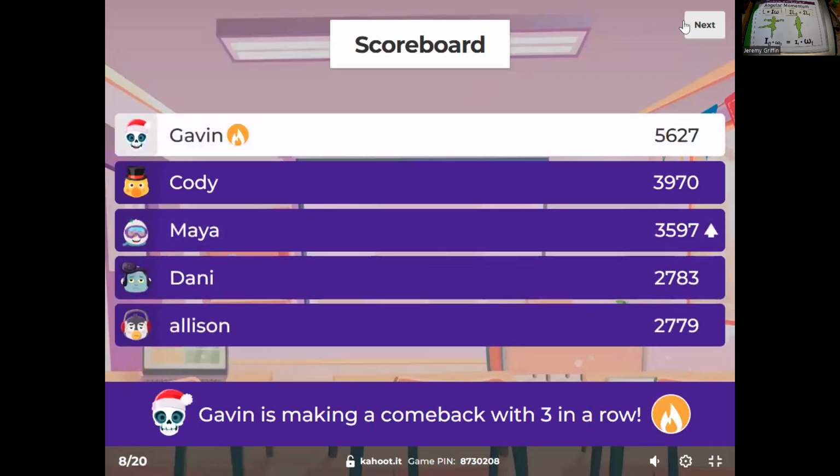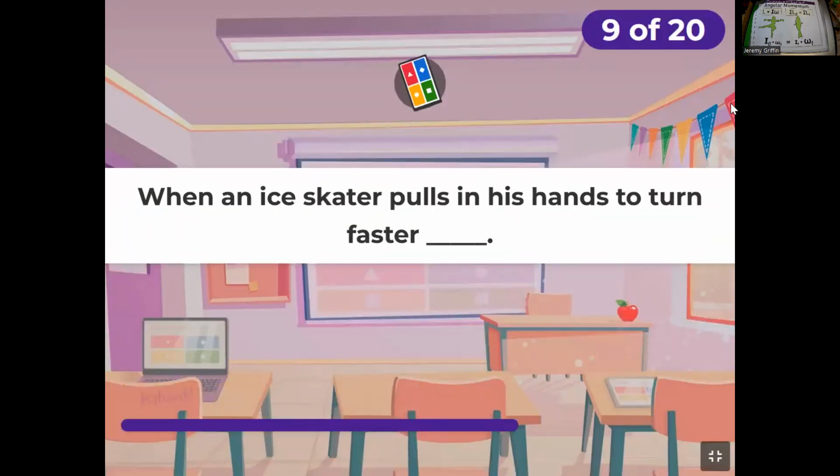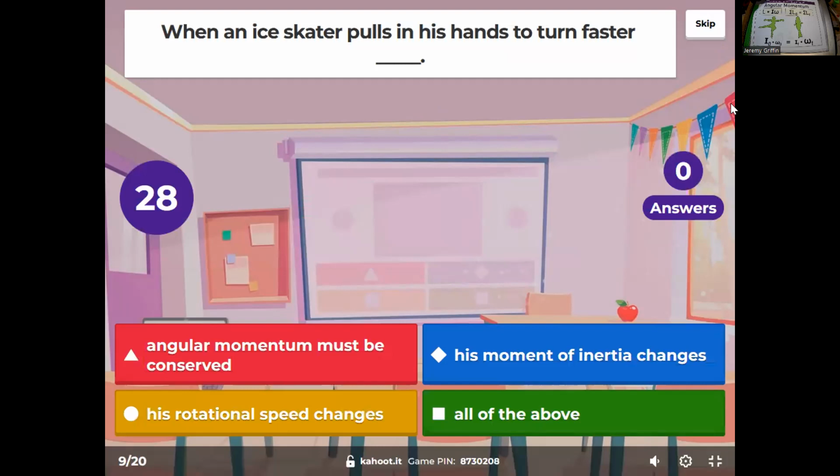All right, Gavin on fire. Got Cody, Maya, Danny, and Allison. Top five. When an ice skater pulls his hands in to turn faster, what's true?